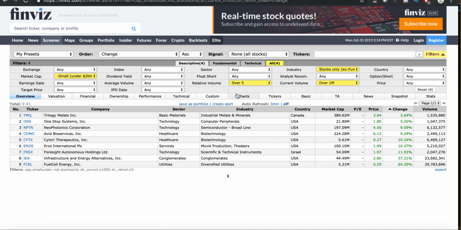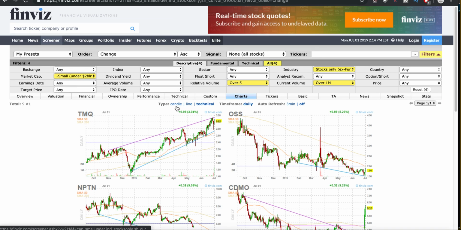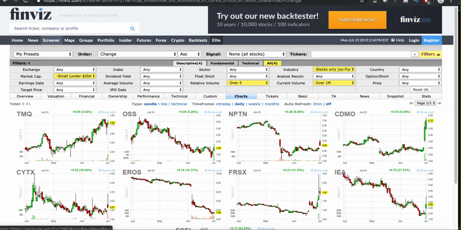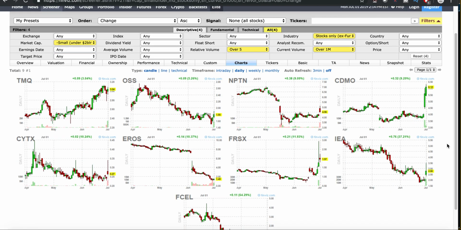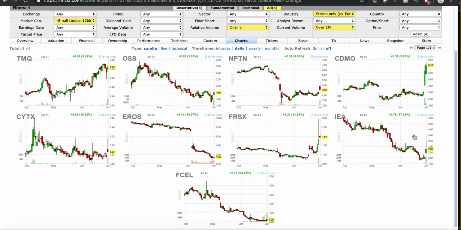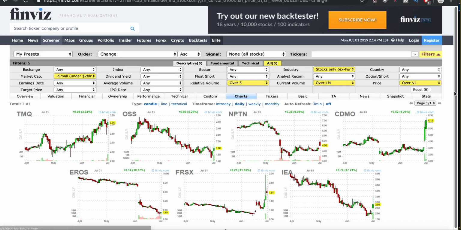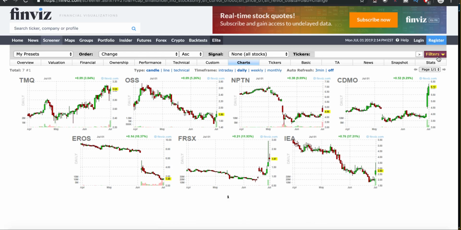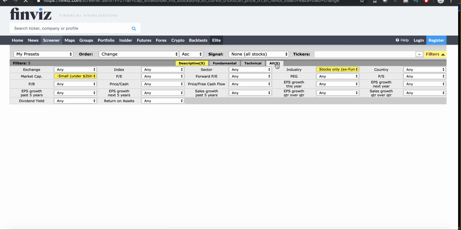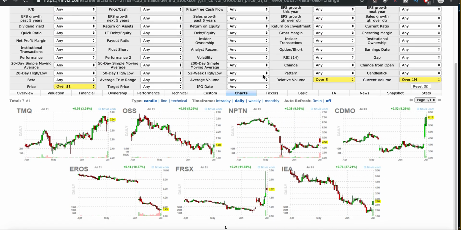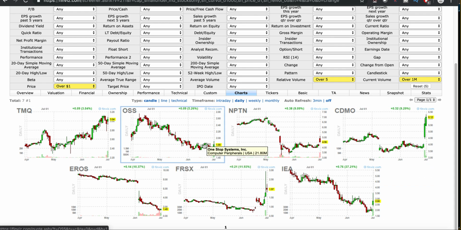Now, if you take a look on this, we see 9 names, right? So not all 9 names would be tradable, right? So if you take a look on these ones, some of them are like 20 cents, 10 cent stocks, right? They move? Sure, they can move. But really you want to stay away from under $1. So you want to trade something which is over $1, which is now going to narrow it down. Let's do it all so you can see everything that's been put on here. So now you're looking at only a handful of stocks, right? You have TMQ, OSS, NPTN, CDMO, and so on.